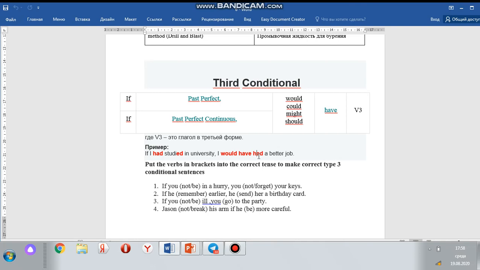So had plus verb 3 in the one sentence, and in the second sentence would have and verb 3. So for example, if I had studied in university, I would have had a better job. Okay, so let us translate this sentence. Если бы я училась в университете, то я бы получила лучшую работу, или более лучшую.